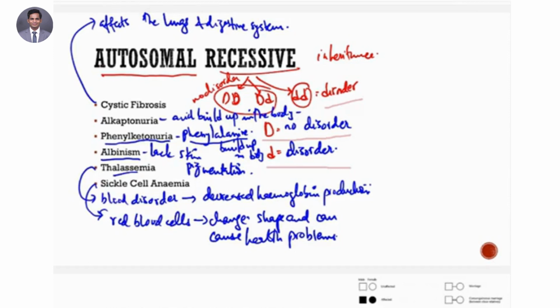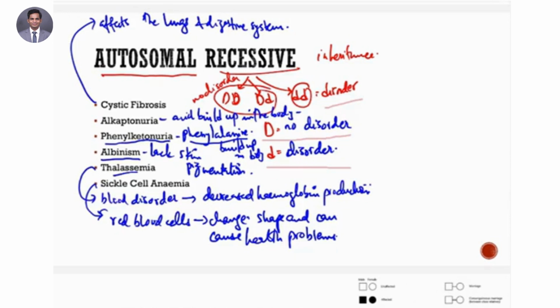Autosomal recessive disorders are perfect examples for genetics, to see how genetics works. So what is cystic fibrosis? Cystic fibrosis is something that is going to affect primarily the lungs and the digestive system. Okay, so that is that. This also is an inherited disorder.